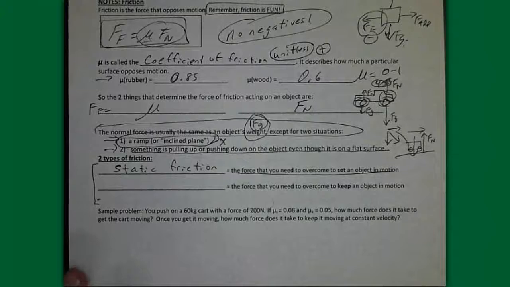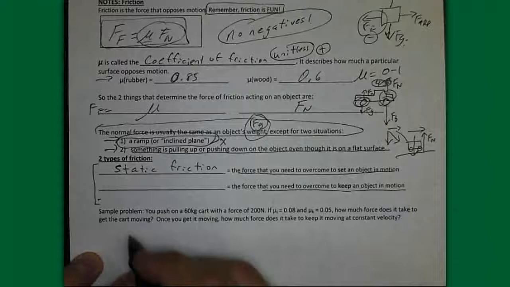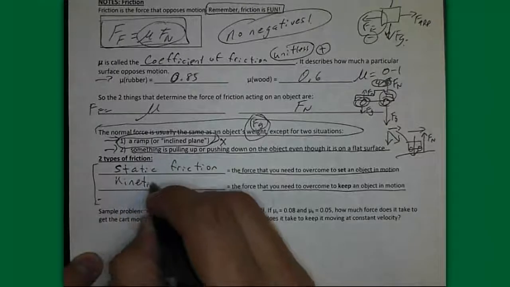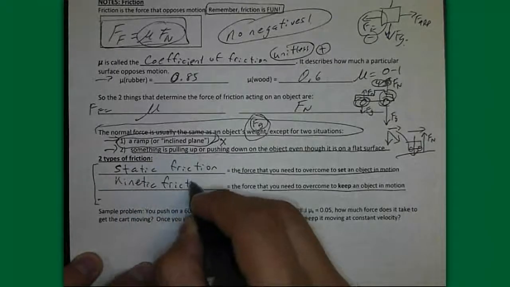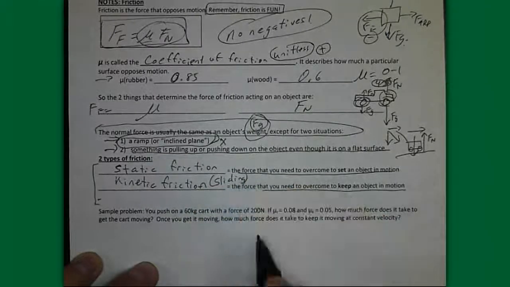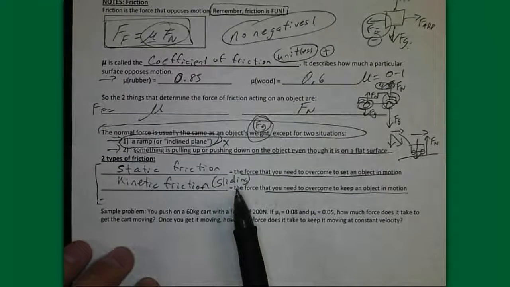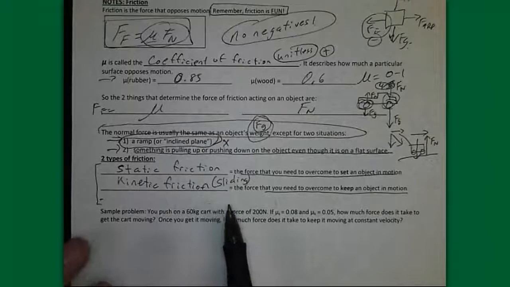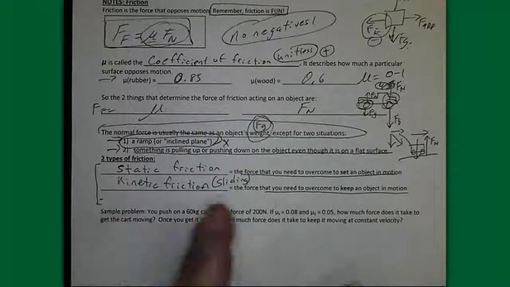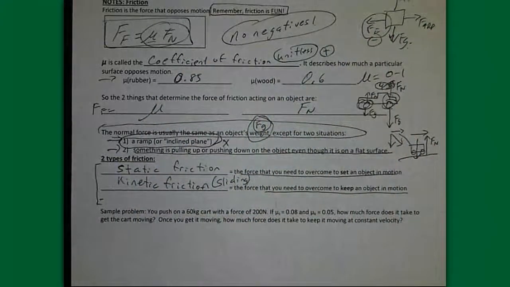Static friction is what you have to overcome to set an object in motion if it's at rest. And the force needed to overcome to keep an object in motion, if it's already in motion, you are fighting kinetic friction. Kinetic friction is sometimes also called sliding friction. And it's important that you know both terms, because kinetic friction is only in place when two objects are literally sliding past each other.